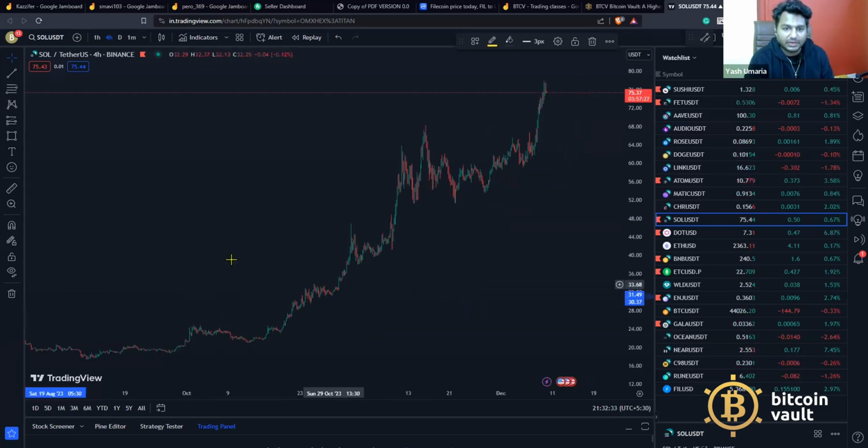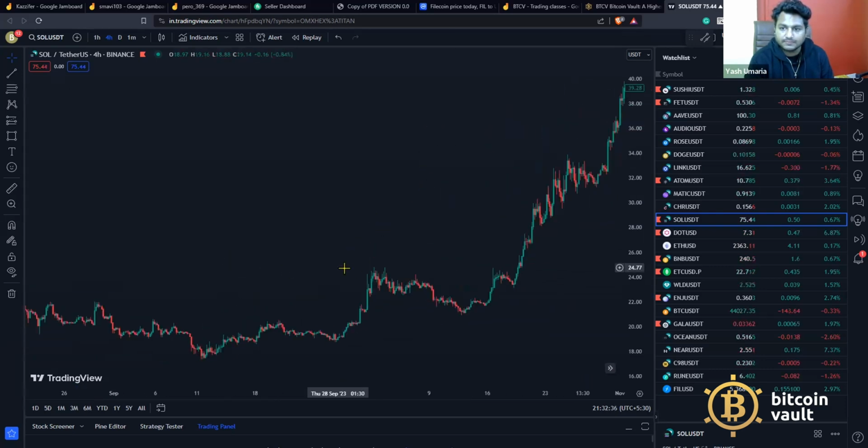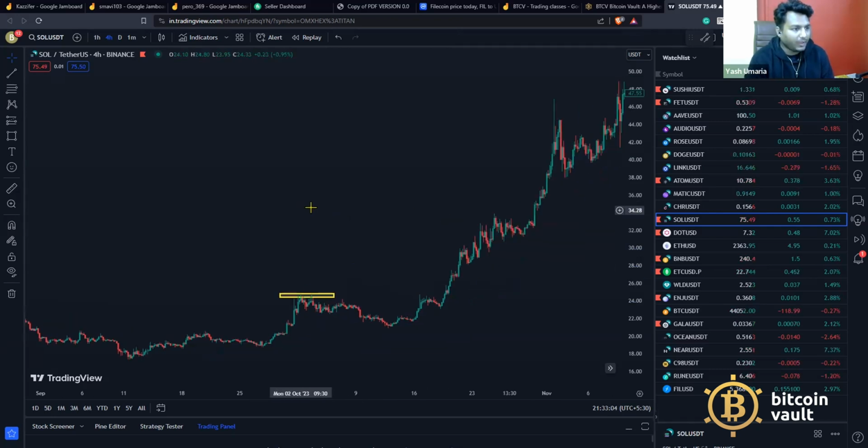Now this, let me just zoom in for you. Why are we getting rejected from this particular point? What's special about it? The special thing is, of course, that it's close to $25. That's it. Most of the sellers are going to put their sell orders around those psychological levels, as I said. And this 25 is, of course, a psychological number. It's important for traders. I hope this is clear now.